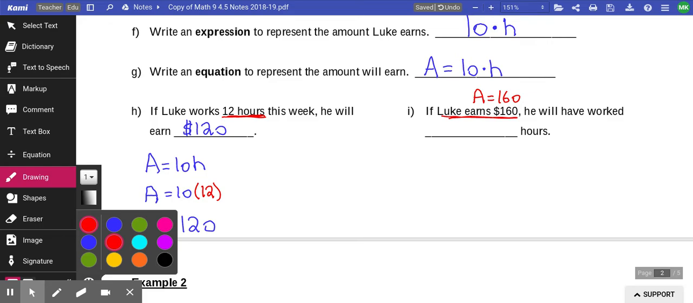So when you go to your equation, this time you're going to change A to be 160. So that now you have 160 equals 10H. I went to my equation. I changed my A to be 160. My goal now is to figure what H equals. The way you figure what H equals is to get H by itself.